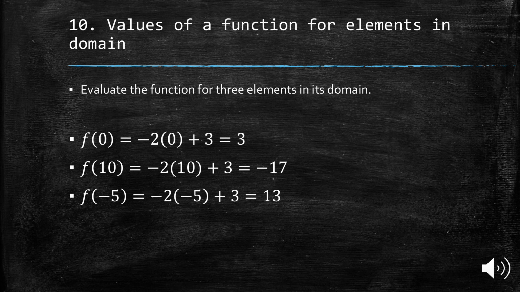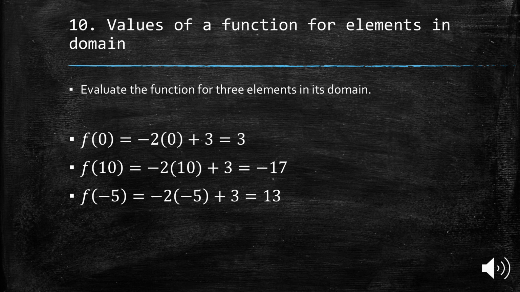Number 10, you should be able to find the values of a function for elements in its domain, which really just means evaluate the function. We're going to do that by default for 3 elements in its domain. You can pick whichever 3 you want. I just happen to pick 0, 10, and negative 5. There's nothing special about where I got 0, 10, and negative 5 from. I just picked 3 random numbers.